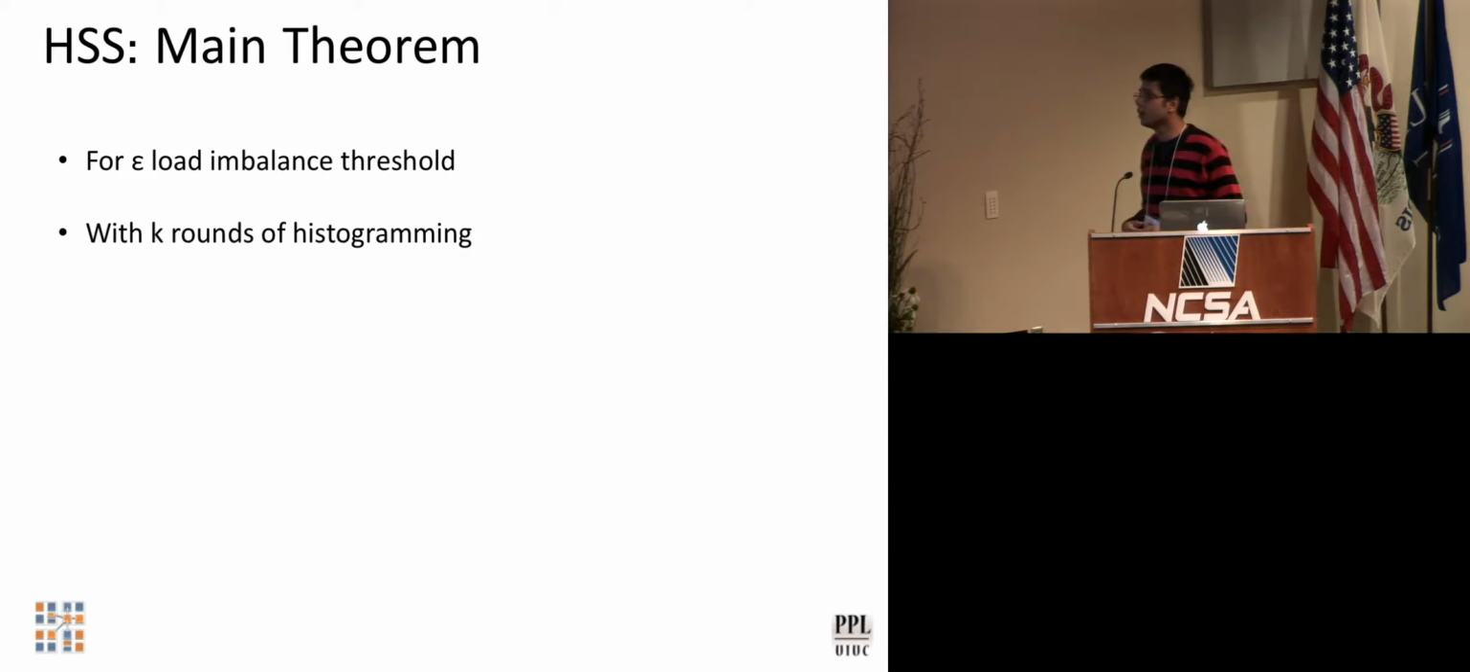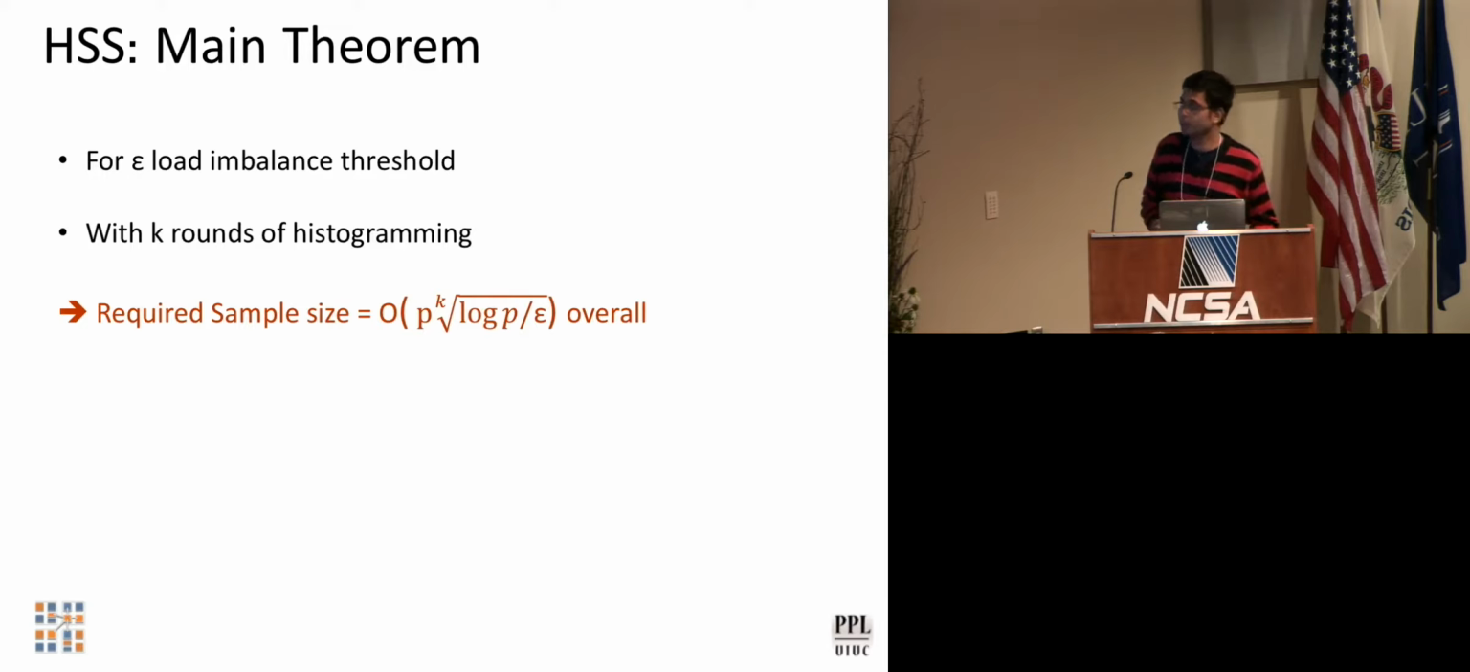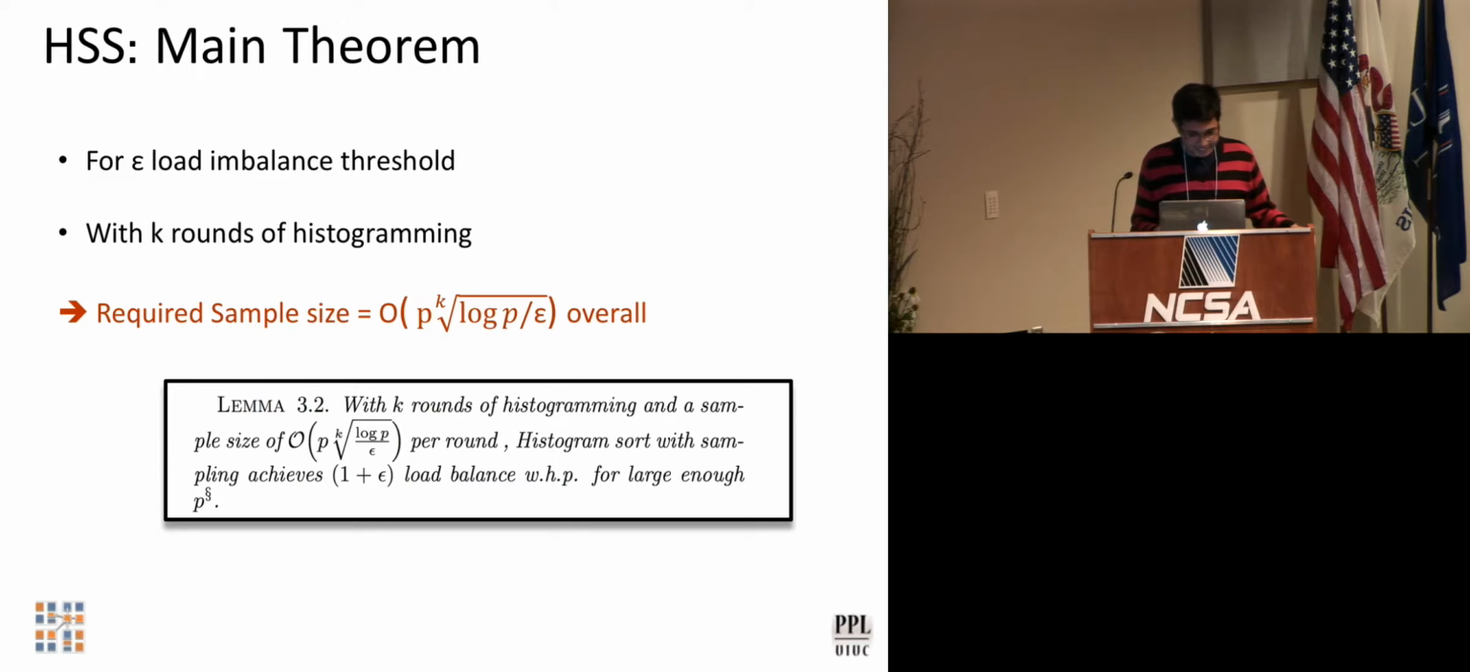And really, one of the main contributions that we have was to characterize HSS theoretically, and there were some very interesting results. One of our main results was that if you have a load imbalance threshold of epsilon, then with k rounds of histogramming you need that many samples, and in fact that comes out to be much less than sample sort. So that's the theorem.